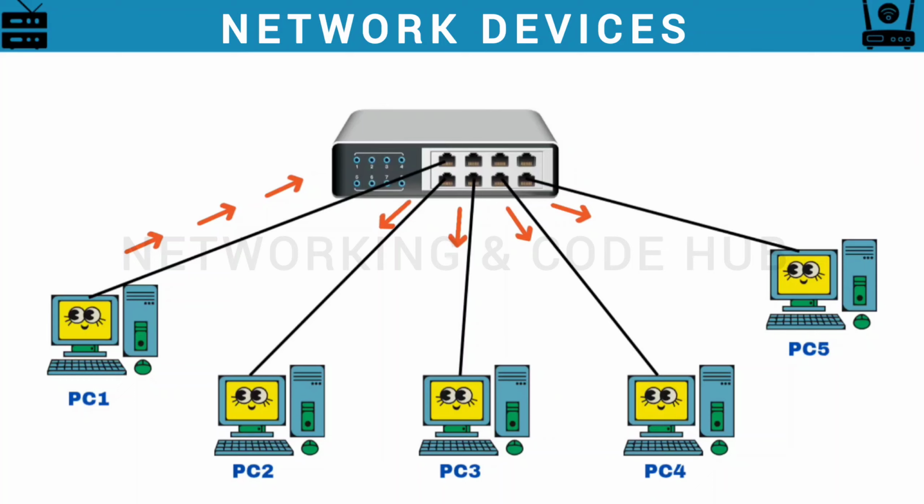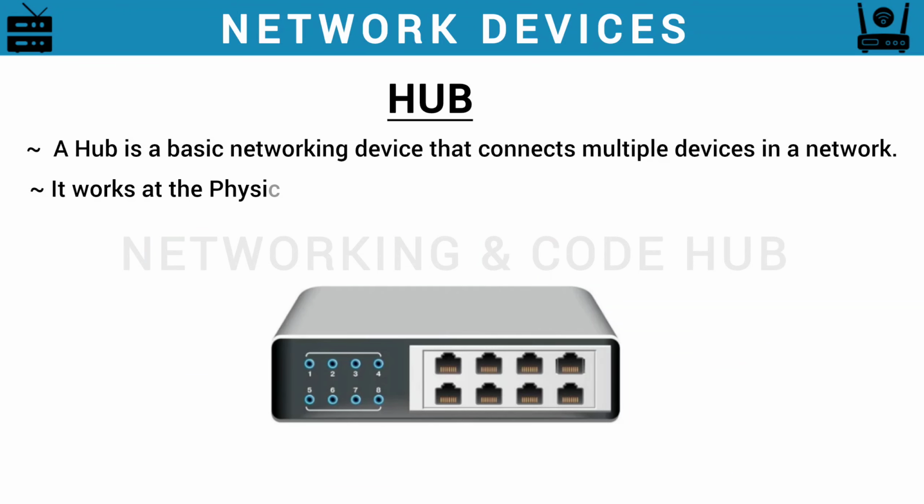Here, PC1 sends the data to the hub. The hub forwards the data to all connected devices without filtering it. It works at the physical layer, layer 1 of the OSI model. The hub works at layer 1, which is called the physical layer in the OSI model. Don't worry about the OSI model right now, I will explain that in another video. For now, just understand that it works at the physical layer.